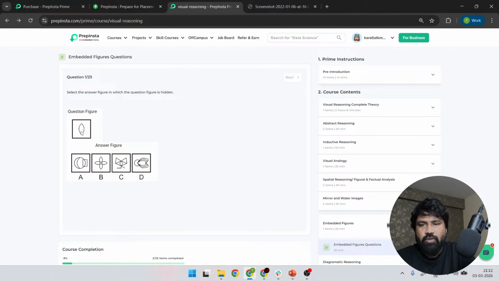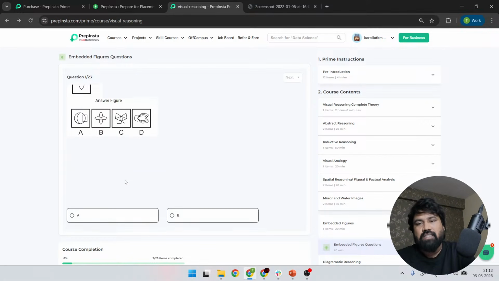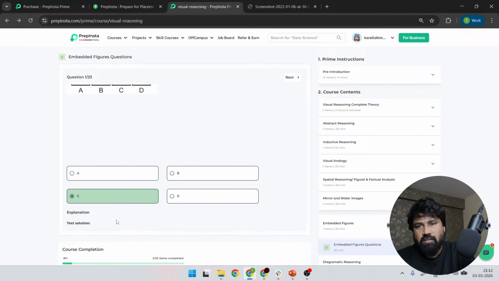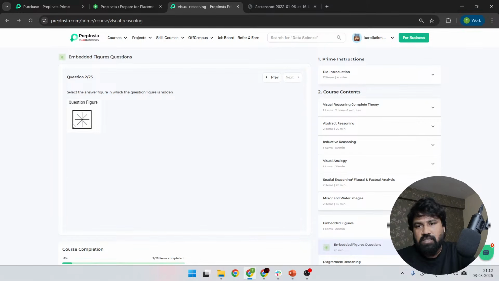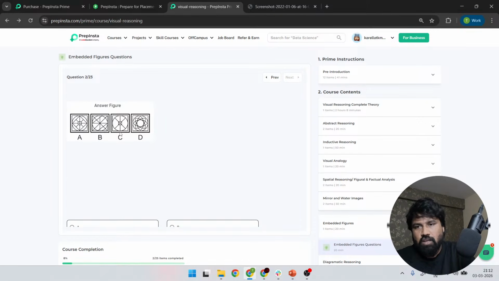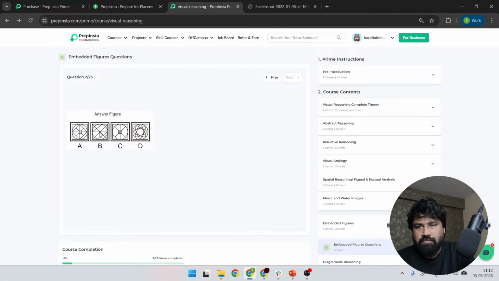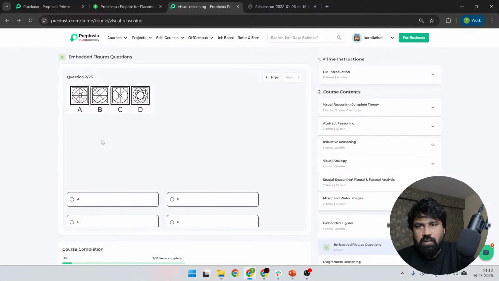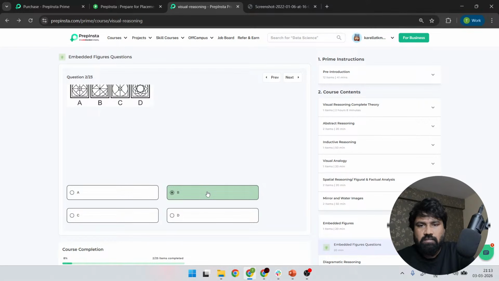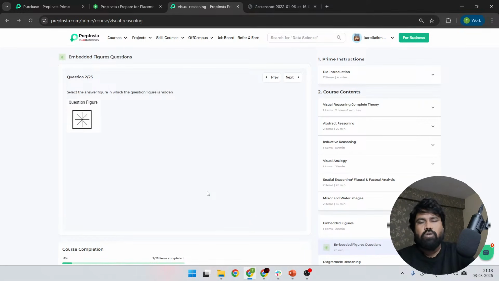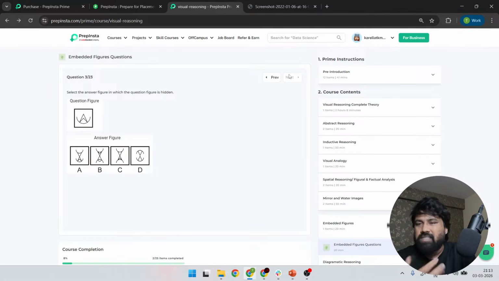For example, where you can find this shape in this ABCD, I can find it in C. And where you can find this star in this, you can choose wherever you feel like. Star I can find in this B, I think. See, like that. So visual reasoning is all about practice, guys. This is not about knowledge. How many you practice, you will get the confidence, and it will increase your IQ. That's it.